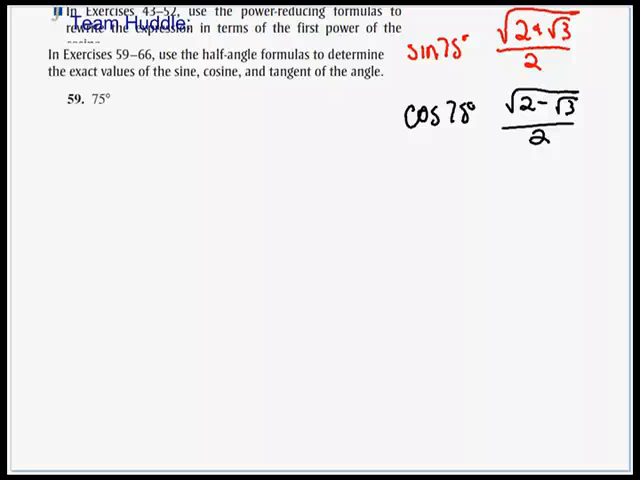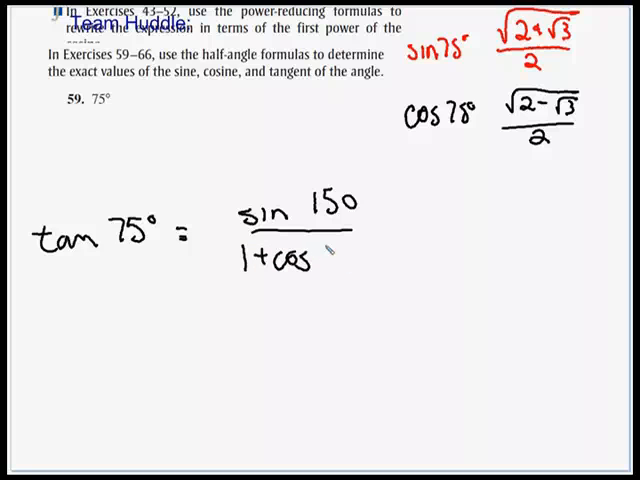And we could do tangent is sine divided by cosine, but let's take the formula for a spin. The tangent of 75. That's a better 5. That's equal to, our numerator is the sine of double the angle, 150, over 1 plus cos of double the angle, 150.